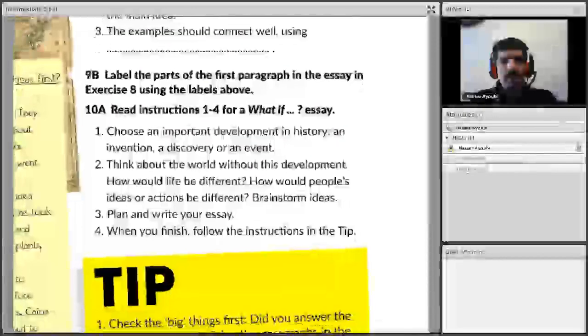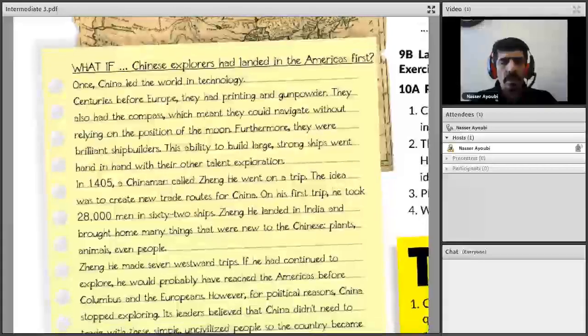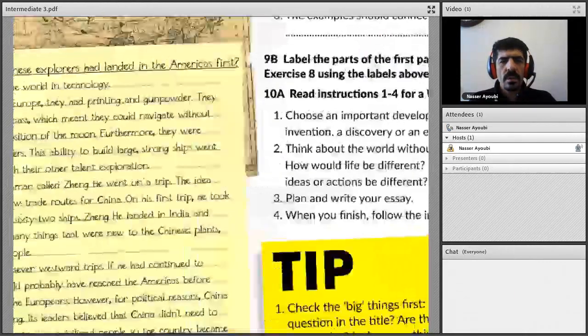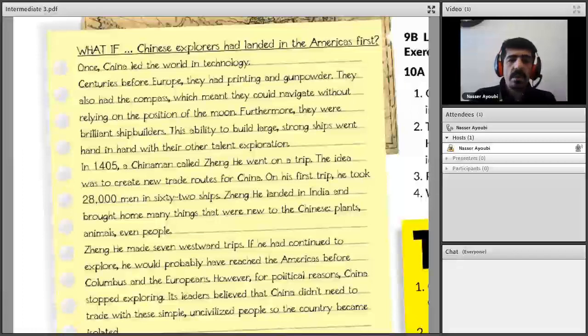All right, part 9b, label the parts of the first paragraph in the essay in exercise 8. Back to the first paragraph. So, what is the topic sentence? Once China led the world in technology. It doesn't mean that you have to write the topic sentence separate from the rest of the paragraph. No, it is one of the sentences in the paragraph. Once China led the world in technology is the topic sentence of this paragraph.